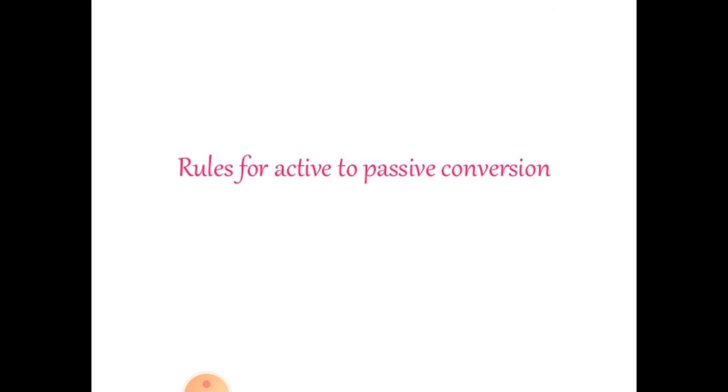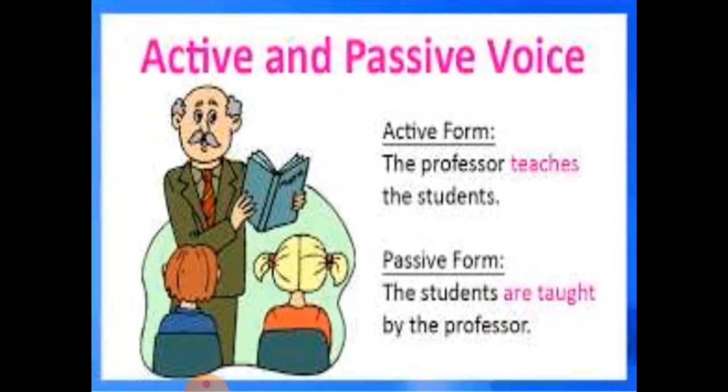Rules for active to passive conversion. See, here are some of the rules we'll study now. Active and passive voice. Active form: the professor teaches the student. And in the passive form, this sentence will become: the students are taught by the professor. See, here the sentence is changed and we add by. In the active, the subject is first, then the verb, and then the object. And in the passive form, the object is first, then the verb, and then the subject.